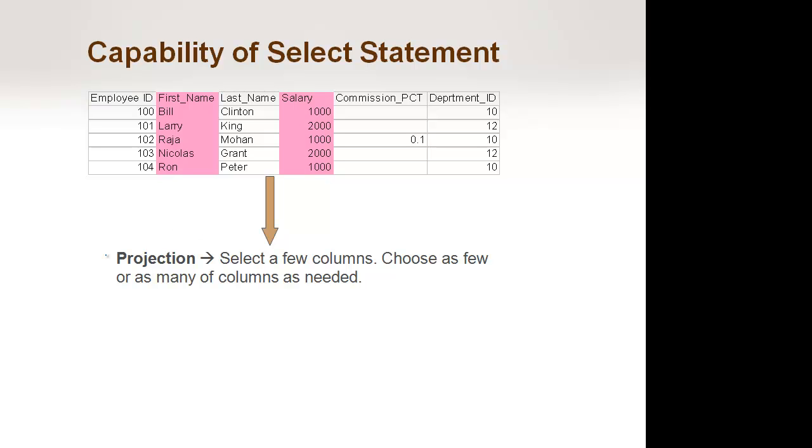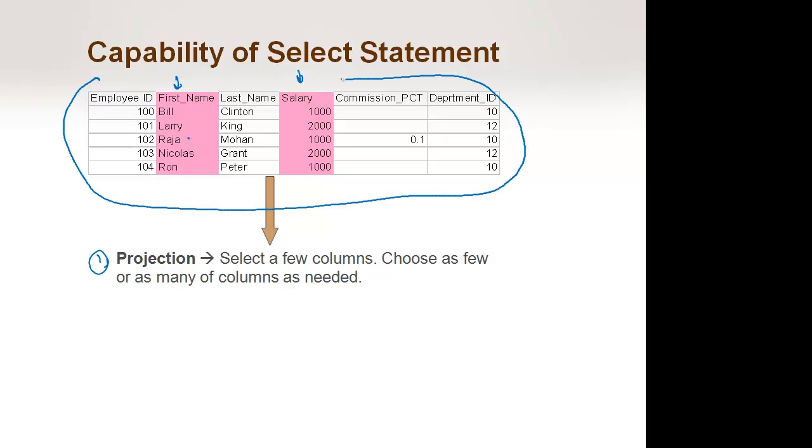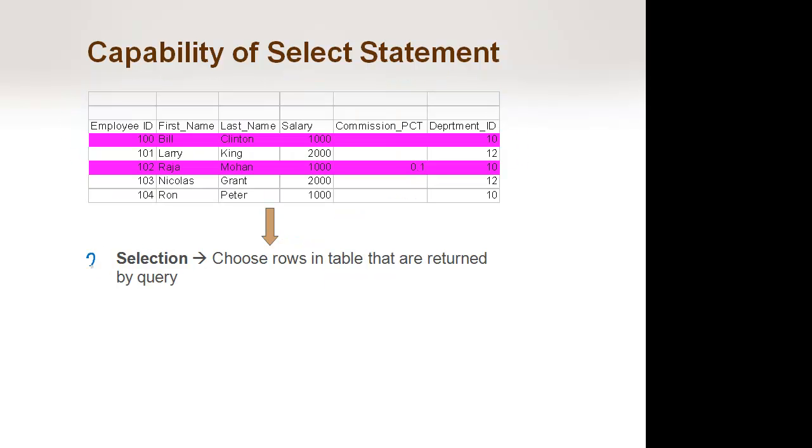And select statement has basically three capabilities. Number one capability is projection. So what we are saying is that we can select two columns, so column number one and column number two. So this whole thing is our table. And within this table, we can select only two columns. So that means we project two things. So this is selecting a few columns, and this is the first capability of a select statement.